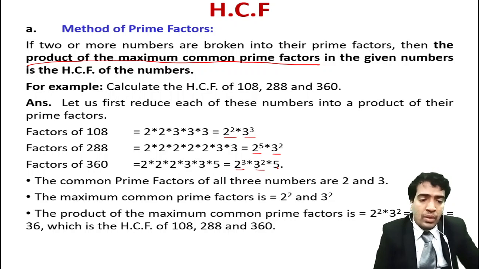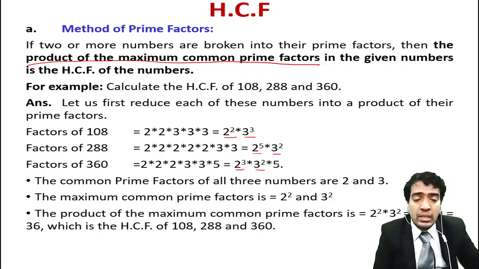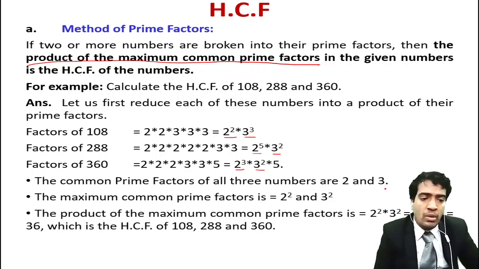What about 5? 5 is present as a factor of only 360 but not in 288 or 108. So this is not a common factor, so ignore 5. Now let us look at what are the common prime factors. We have discussed that 2 and 3 are the common prime factors. Now what are the maximum common prime factors?